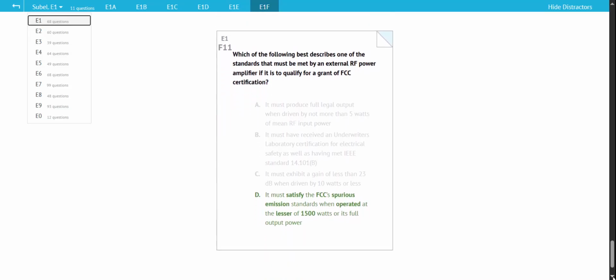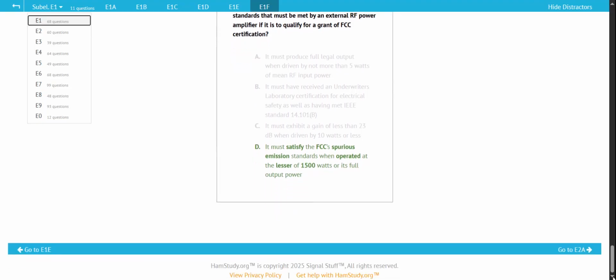Question Echo 1 Foxtrot 11. Which of the following best describes one of the standards that must be met by an external RF power amplifier if it is to qualify for a grant of FCC certification? And the answer is it must satisfy the FCC's spurious emission standards when operated at the lesser of 1500 watts or its full output power.